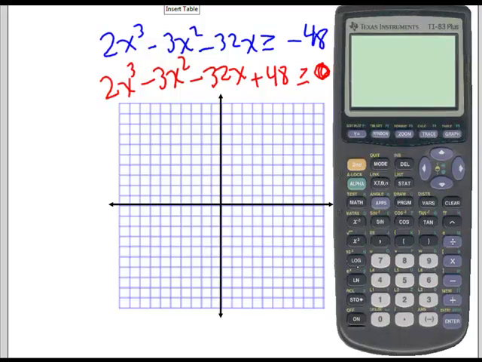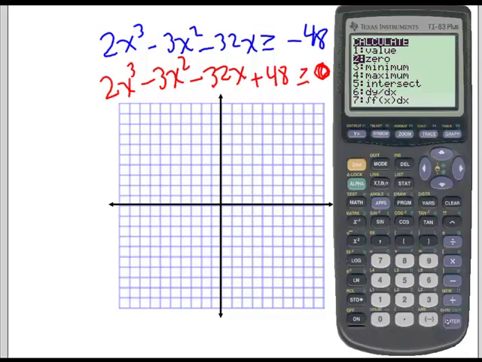Okay? So I'm going to take my calculator. I'll turn it on. Always got to turn it on. It's the first step. I'm going to enter it in: 2x cubed minus 3x squared minus 32x plus 48. I'm going to hit graph. And you can see it does something like a cubic. It goes up, down, up. But we need to know what these zeros are.